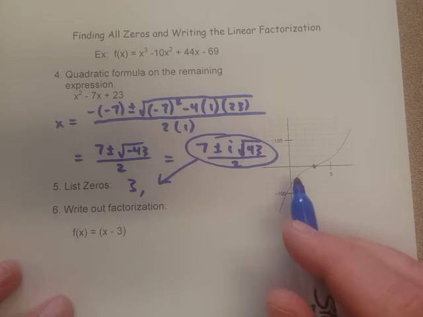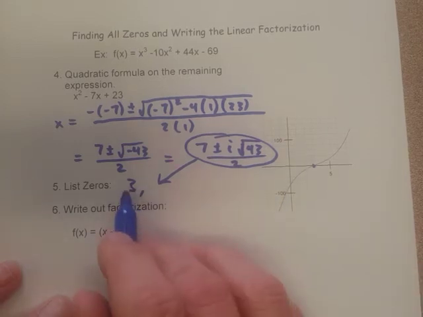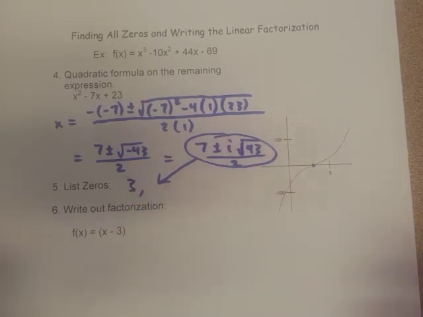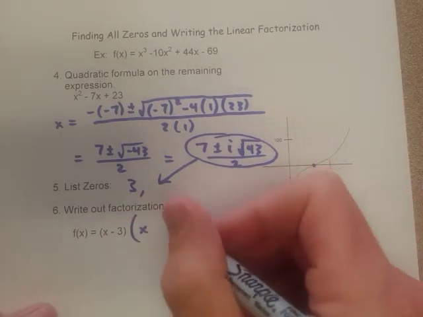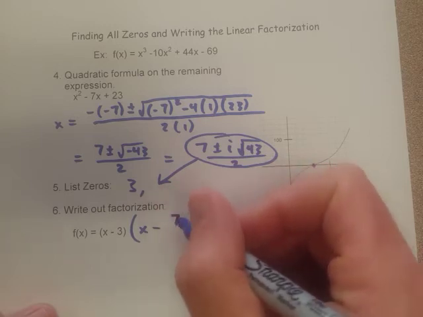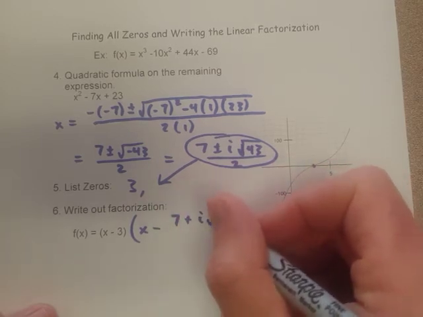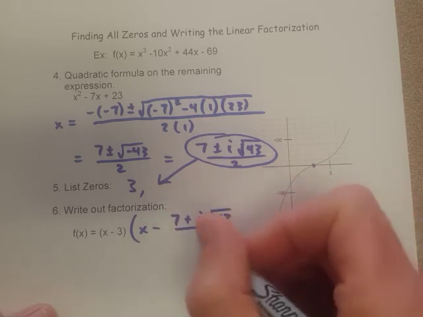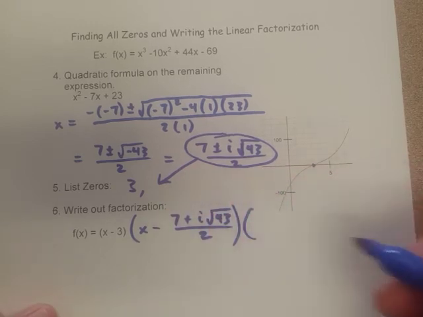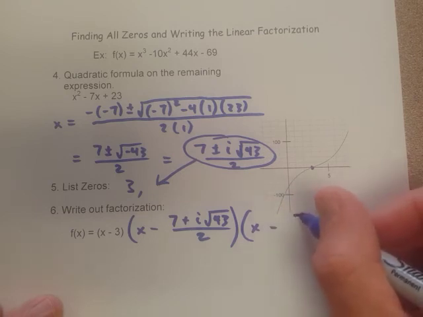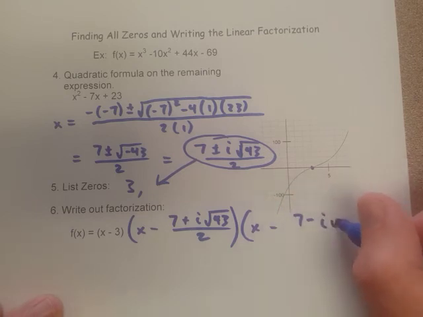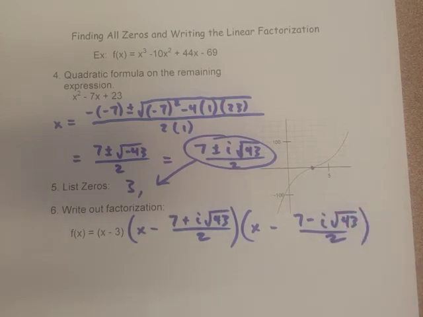Last thing is to write out the factorization. I've already got the x minus 3 there for this one. This one, I mean, it's not very nice. It doesn't look great, but we just have to list it out as x minus, we'll start with the positive version, 7 plus i square root of 43 over 2. And then we'll finish with the negative version, x minus 7 minus i square root of 43 over 2. So it looks terrible, but that's as far as you can really simplify it. There's not a whole lot else we can do.